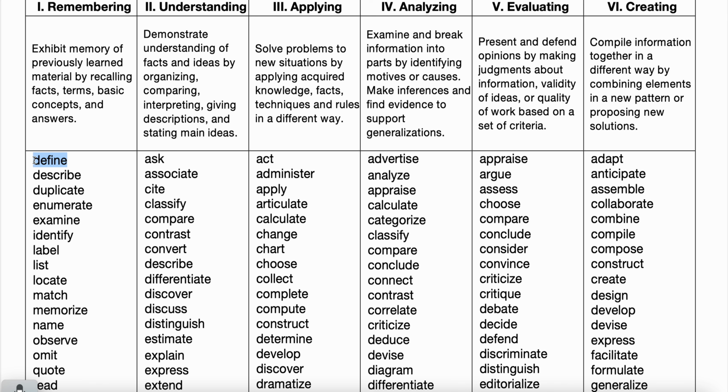If I want them to define it, that means that either I'm giving them the definition and asking them for the word in the quiz or the test, or I'm giving them the word and I'm expecting them to give me the definition. If I do something like describe, that would be if I want them to describe how to find area, then that would be an open response question where they would describe to me the process they would go through to find area.